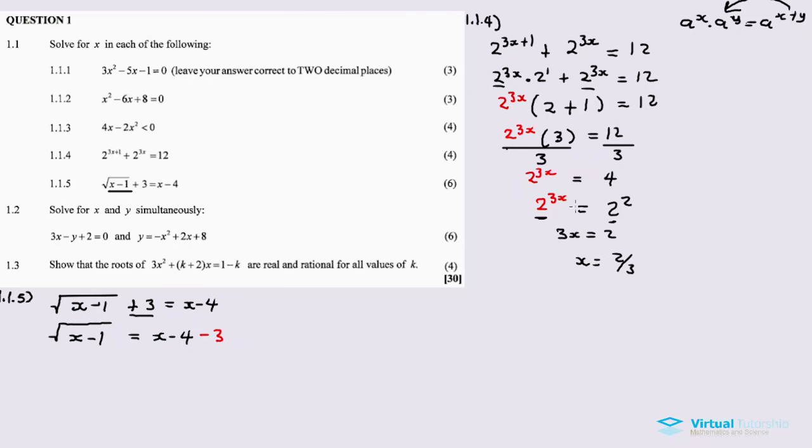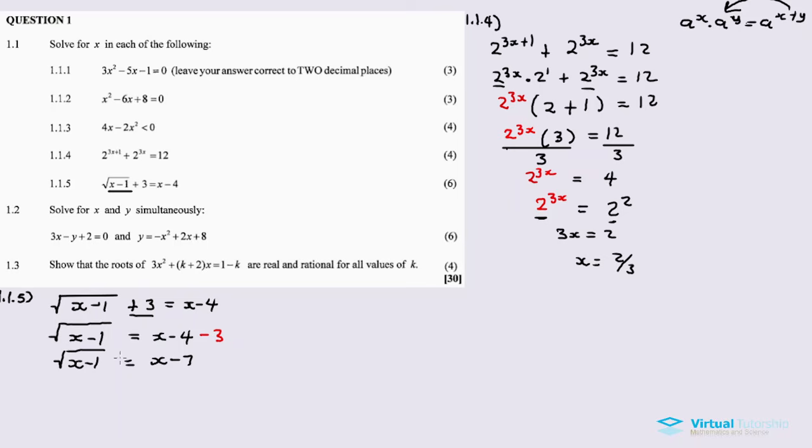When I transpose the 3, I end up with the square root of x minus 1 equal to x minus 4 minus 3. Since I transpose the 3 to the right hand side, it becomes a negative number. So by doing that, I have isolated the square root. Then minus 4 and minus 3 are like terms. So minus 4 minus 3 is minus 7.